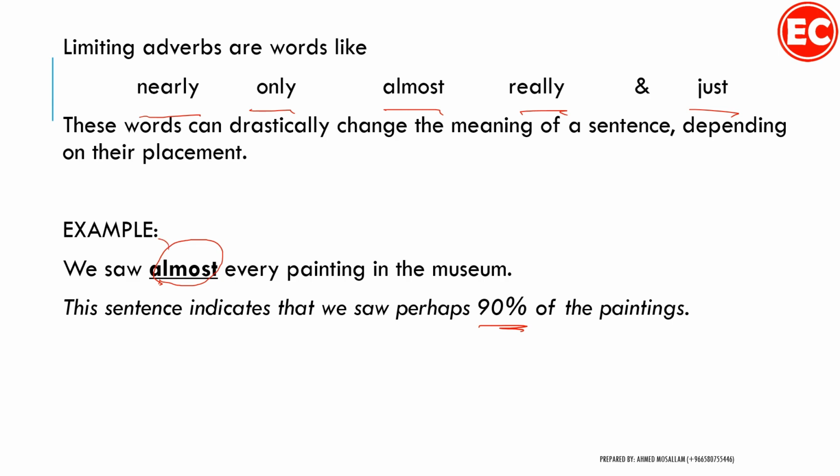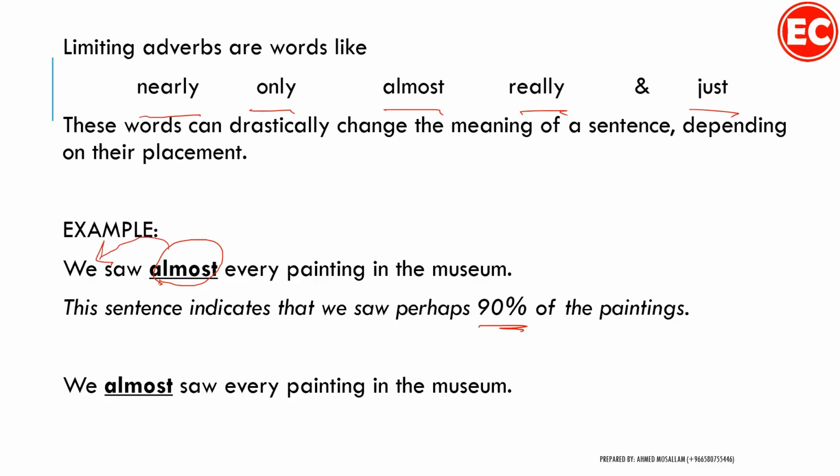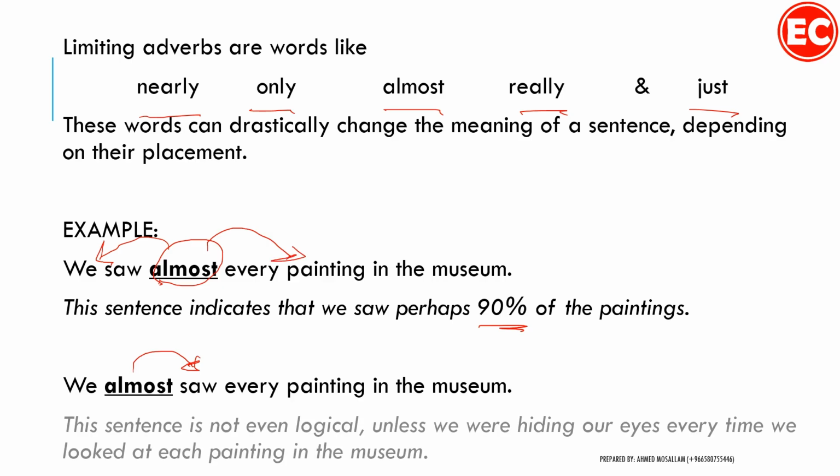But if we place almost just before saw, will it make a difference? We almost saw every painting in the museum. There is a big difference. Here almost refers to the ability to see, while before, almost was about the number of paintings. So as if the sentence is not even logical unless we were hiding our eyes every time we looked at each painting in the museum. So misplacing these words can change the meaning. Okay, very well.